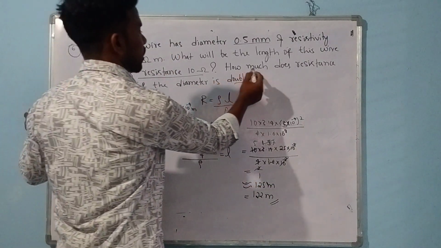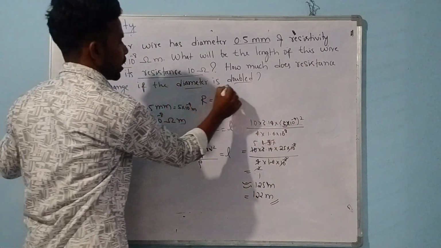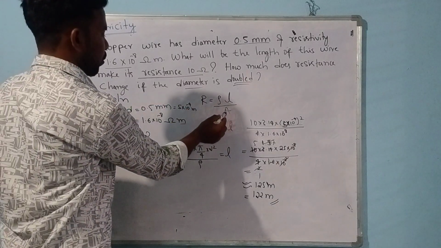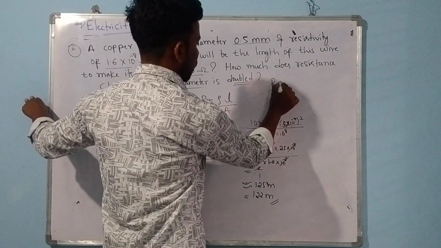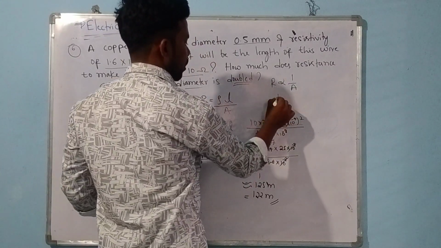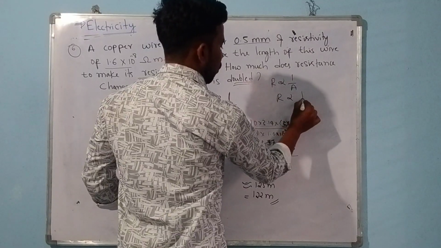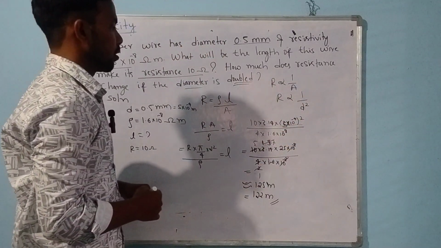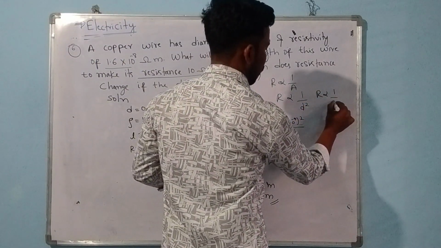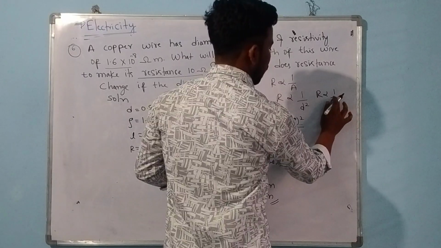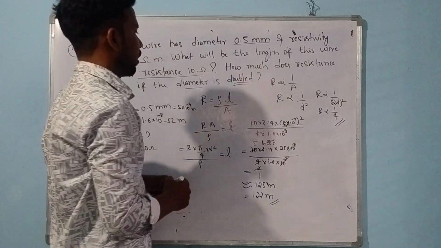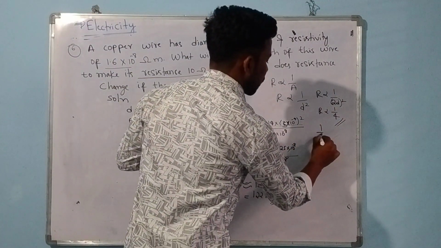And one more question: how much does the resistance change if the diameter is doubled? So what is the relation? For resistance and diameter, resistance is inversely proportional to d squared. So if the diameter is doubled, it will become 1 by 4 times. It will reduce by 1 by 4 times.